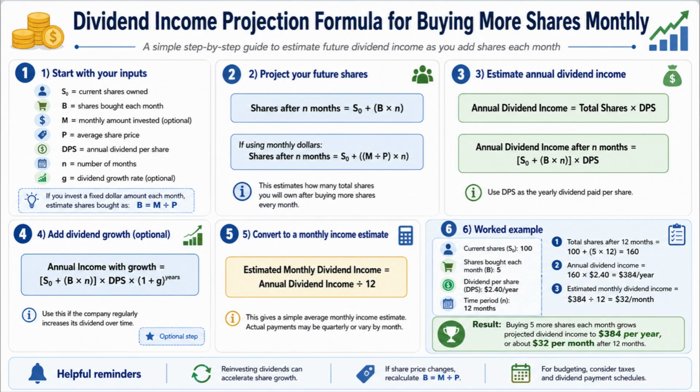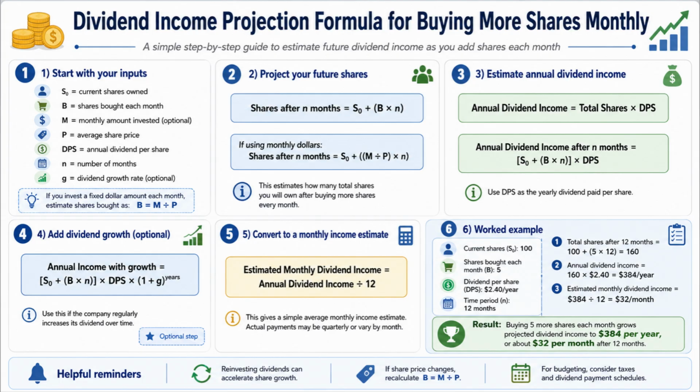You need to know your current shares owned, which we call S0. Then, you need to know how many shares you plan to buy each month, shown as B. You may also use the monthly amount invested, shown as M, and the average share price, shown as P. Along with that, you need the annual dividend per share, called DPS, and the number of months, shown as N. If you want to include dividend growth, you can also use G as the dividend growth rate.